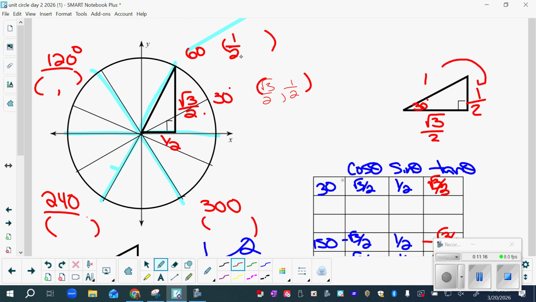So his short leg is 1/2. His long leg is √3/2. It's the same as this one, I just flipped it over. So this now is 1/2, that's how far I went out. This is √3/2. Guess what? We're done with any of the math. What happens over here? The sign changes.